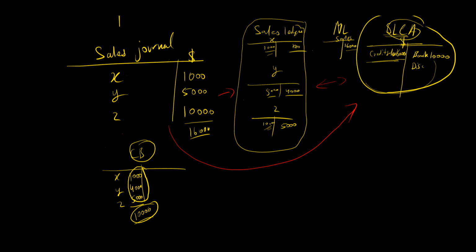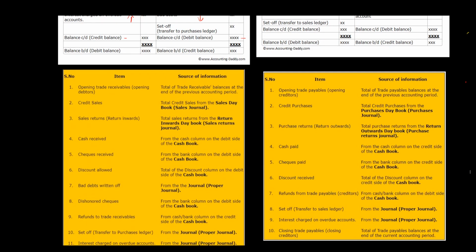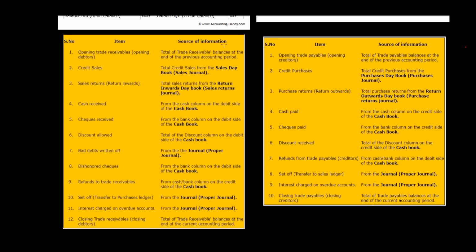So the basic idea is you have to prepare control accounts. This is supposed to be for sales ledger control account, and this is supposed to be for purchase ledger control account. For sales ledger control account, you have opening balance. When we do a question, I think you will have a better idea. For credit sales, you use sales journal. In your book, it's supposed to be like this, not sales day book. It's sales journal in your syllabus.